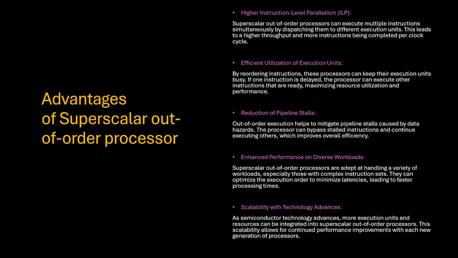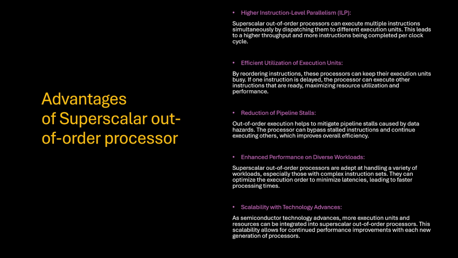Second, efficient utilization of execution units. This processor can keep its parts busy by reordering instructions. Even if one task is delayed, others can proceed, making the most of the processor's resources and improving performance. Third, reduction of pipeline stalls. This processor can avoid getting stuck waiting for one task to finish. They can skip over delayed tasks and keep working on other tasks, which makes the whole process smoother and faster.